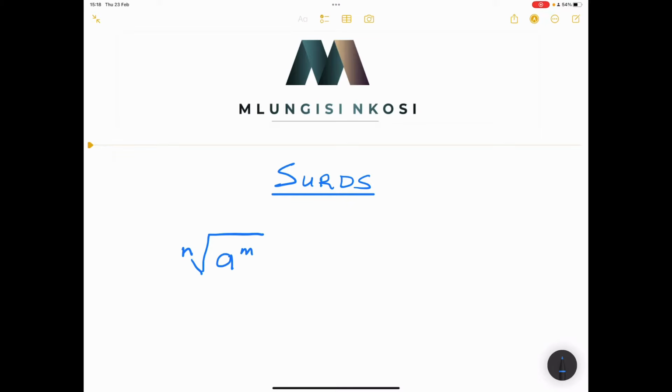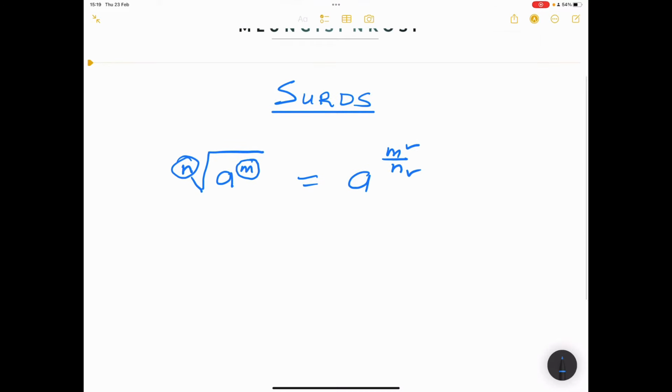So in this case, what we do is we write it in the form: the nth root of a to the exponent m. We can actually say this is a to the m over n. So it means that the exponent that is inside becomes the numerator, and the root becomes the denominator. That's a way in which we can write a surd in exponential form.